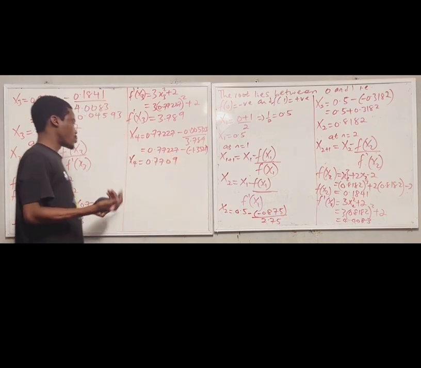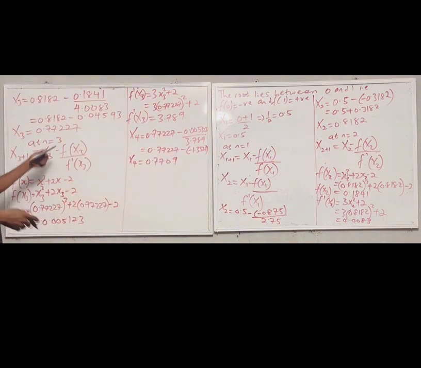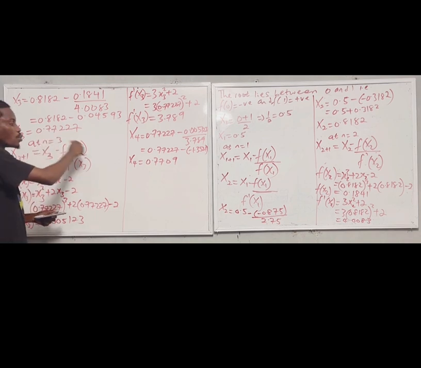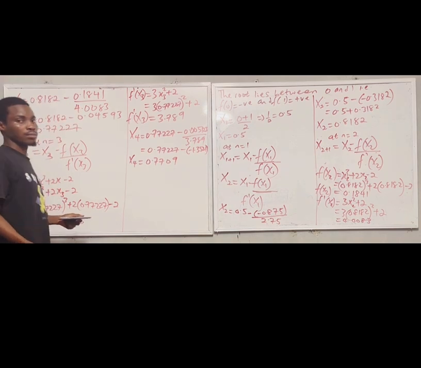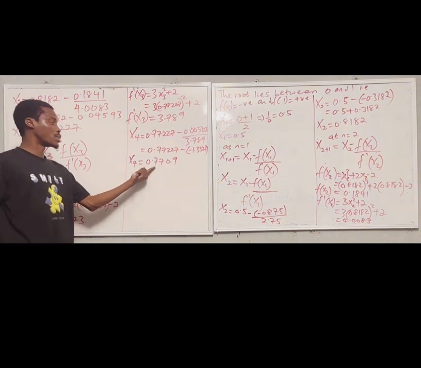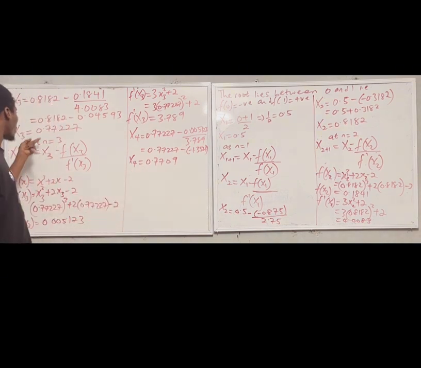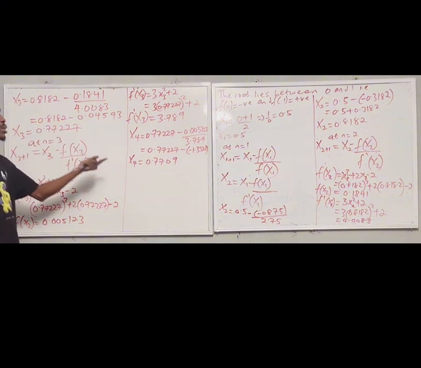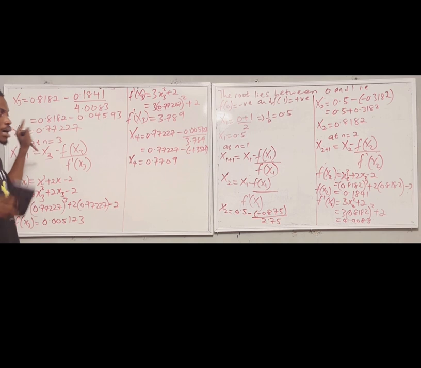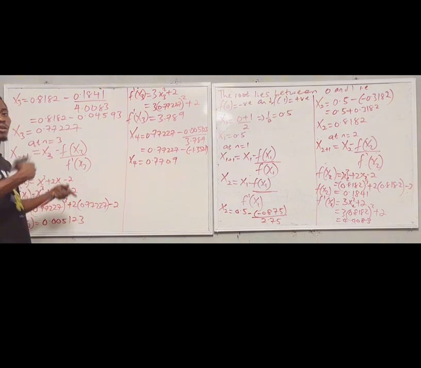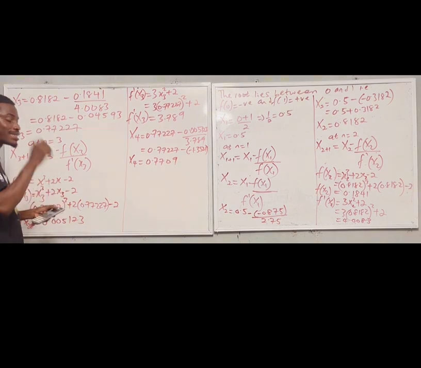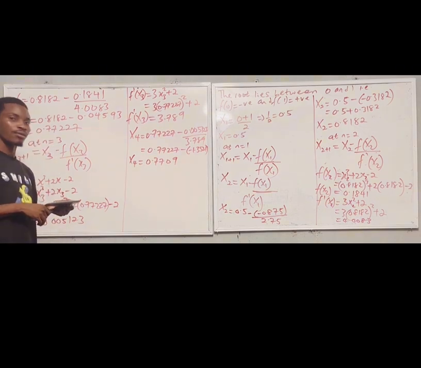My S4 is 0.7709. You can see that S4 and S3 are not the same. My S4 is 0.7709, and you can see my S3 is 0.7727. They are not the same. Suppose this is equal to this, it means that is my root, and I'll just convert it to two decimal places. Since my root is not equal to this, I have to consider till I get the same exact answer for the two.